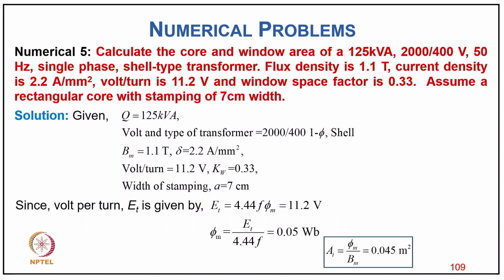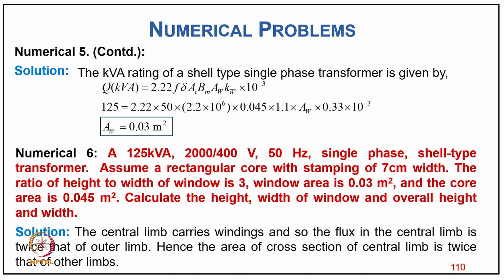So volt per turn is given by Et equal to 4.44 f phi m, that is 11.2. So phi m comes, putting the value, 0.05 Weber, and Ai is phi m upon Bm, that comes 0.045 meter square. Now typically the kVA rating of the shell type transformer is given from the formula, so putting the value of this rating 125 kVA and other parameters, Aw comes 0.03 meter square.